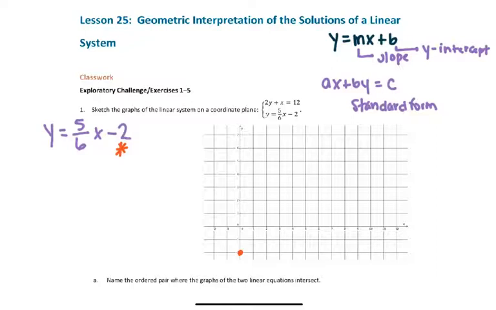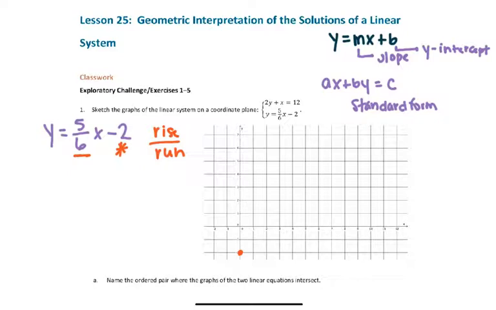And from that point, I'm going to use my slope now to determine how many units up and to the right, because this is a positive slope, I need to move to get to my next point. So remember, we have rise over run, meaning we're going to go up first and then we're going to go to the right or left. So our slope is telling us that from this point, negative 2, we need to move up 5 units on the y-axis before we move 6 units to the right on the x-axis.